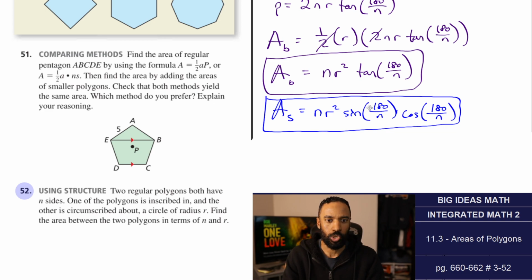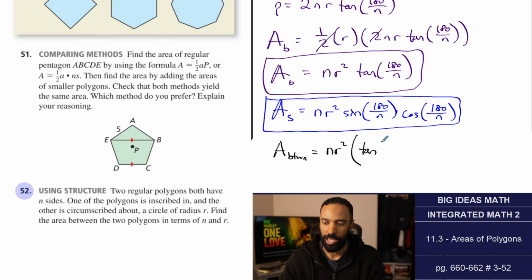What's the question? Find the area between the two polygons. So we're going to subtract. So area between equals the big minus the small. I can do nr squared. Listen, I can factor nr squared out of both terms, and I'm left with the tangent of 180 over n minus the sine of 180 over n, and these can't factor, times the cosine of 180 over n.